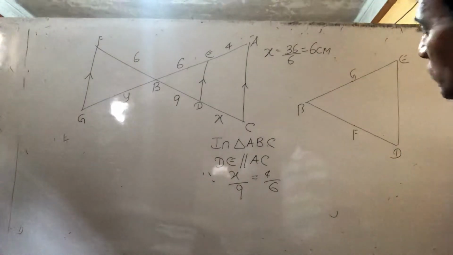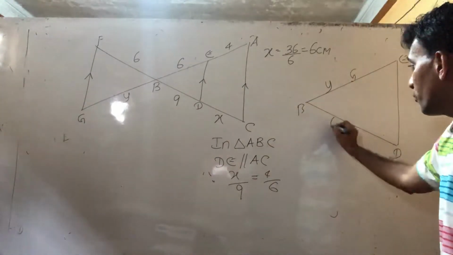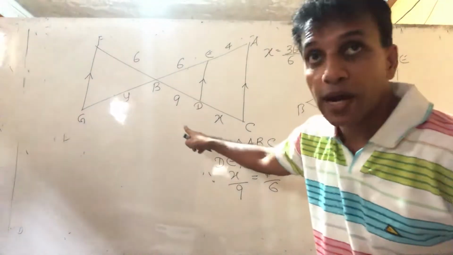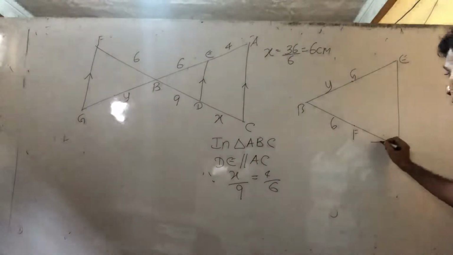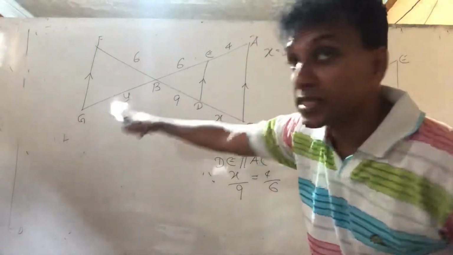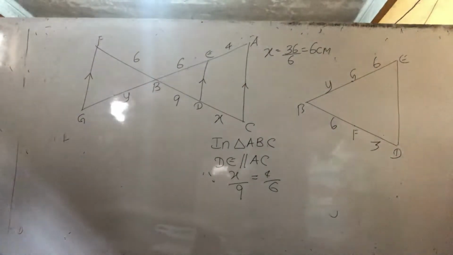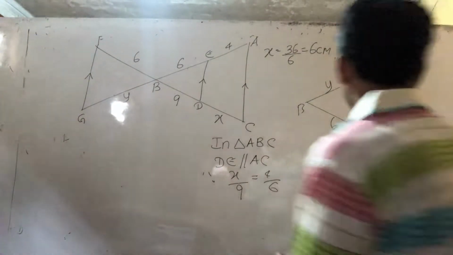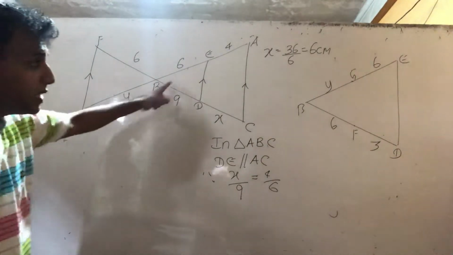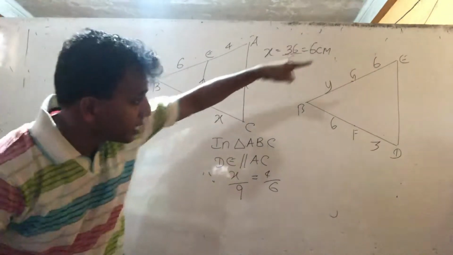What is BG? BG is Y. What is BF? 6. BF is 6. What is BD? BD is 9. So here 3. What is GE? GE is Y plus 6. So here Y, therefore 6. Okay. Is it okay? G, B. BE is 6. Sorry. BE is 6.